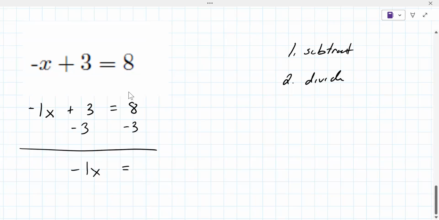What is the result here, Sourish? Well, 8 minus 3. It's 5. It is 5. Now, x is not by itself. There's a negative 1 in front of it. How do you undo negative 1? And think about what we did in the last problem. We always divide by whatever's in front of x.